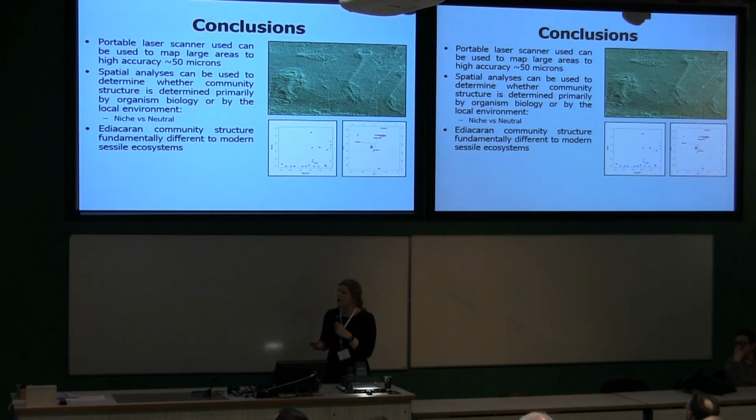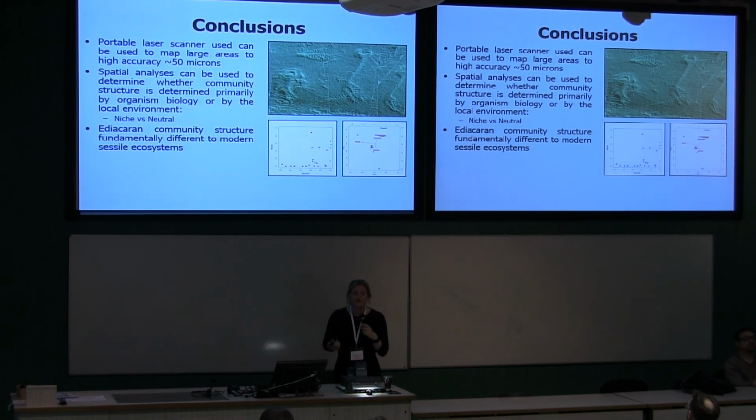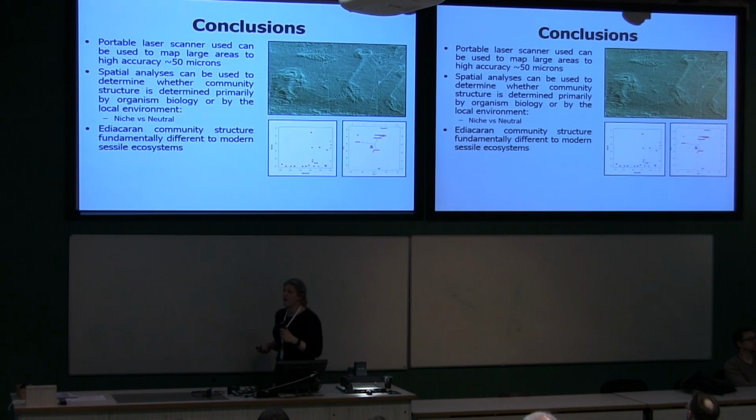So to conclude, we can use portable laser scanners to map large areas, up to 100 metre squares, to a very high accuracy of about 50 microns. We can then use spatial analysis to investigate what the processes are that govern these communities, whether it's the environment, a niche model, or whether it's dispersal dominated, neutral. And what we found was that Ediacaran community structure is very different to modern sessile systems, which are very much dominated by a combination of different factors, whereas Ediacaran systems are just dominated by a dispersal process with very little impact from the environment.